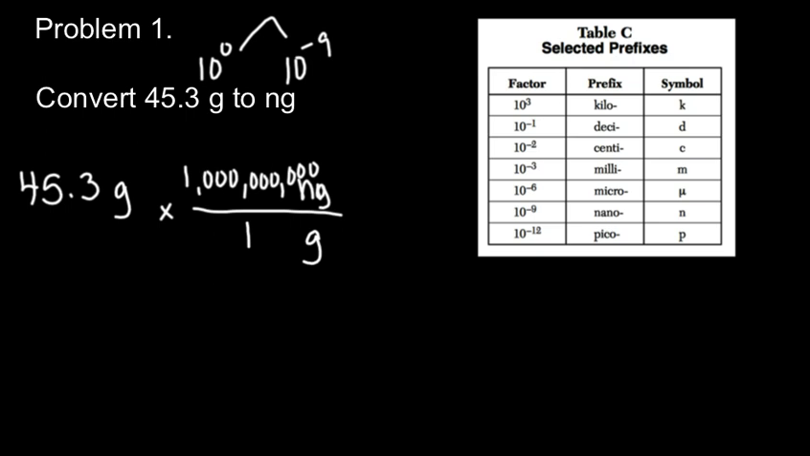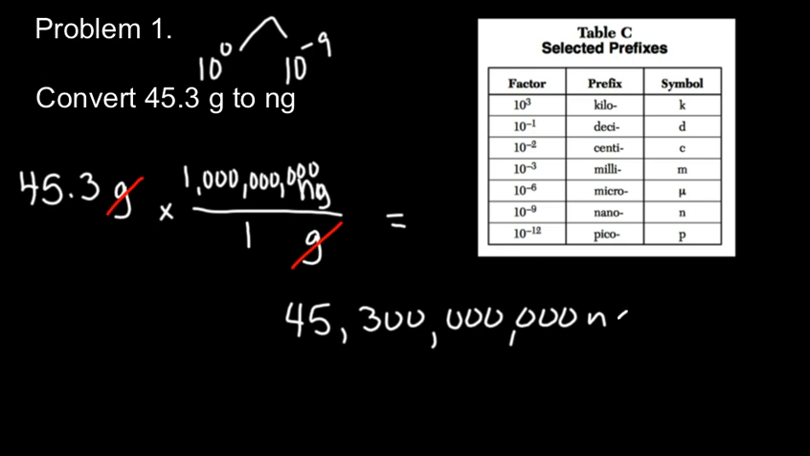All right, so now you have your conversion fraction set up. If we take a look here, we will see that grams will cancel. And what you are left with, well, now you have to put this into your calculator, 45.3 times 1 billion, and you will get a very large number. What is that, 45 trillion, 300 billion?